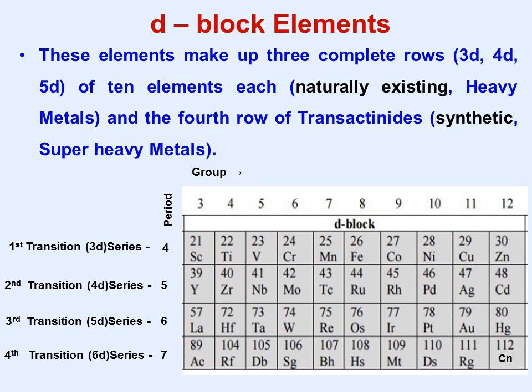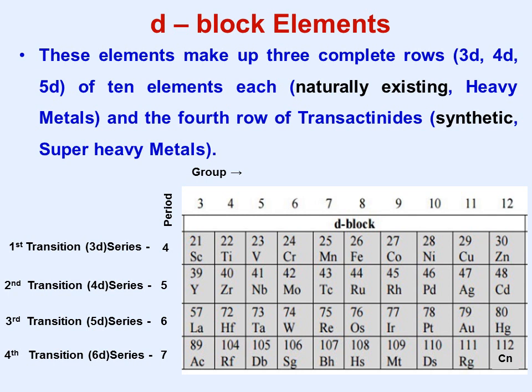The third transition or 5d series is placed in the 6th period. The first element of the third transition series is lanthanum, which is basically a prototype element of the lanthanide series. After that, from hafnium 72 up to mercury 80, this third transition series extends.